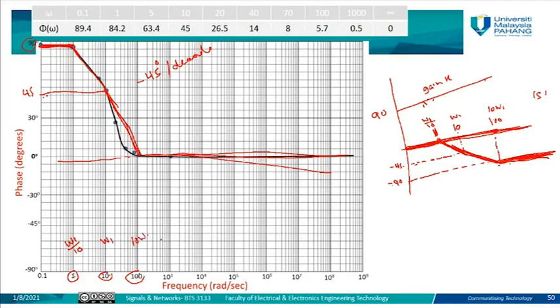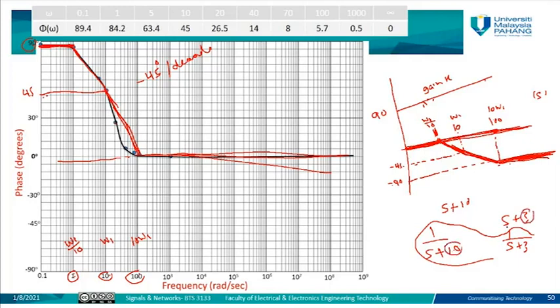So in any question, if you have a first order zero or first order pole, I mean, if you have s plus 10 or 1 over s plus 10, or you have s plus 3 or 1 over s plus 3, in a similar case here, you need to consider what is omega 1. So omega 1 here is the value of the pole or the value of the zero.